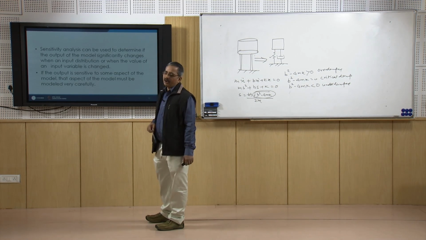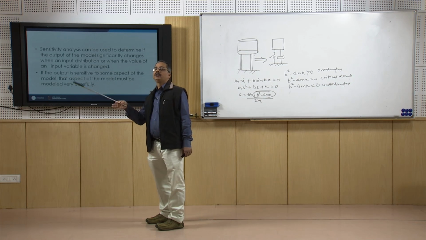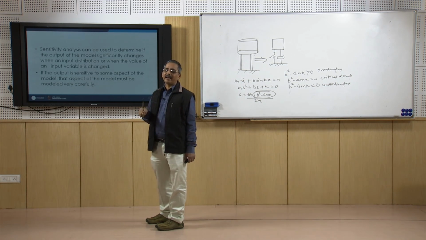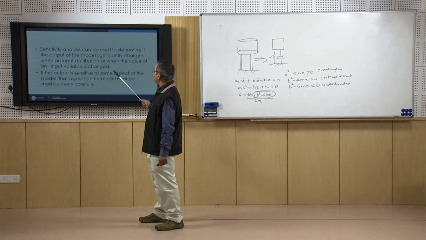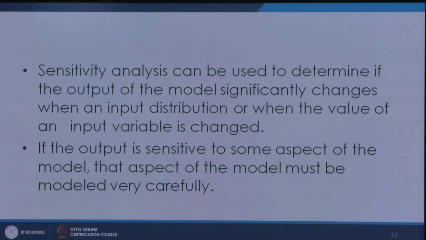Then we can carry out the sensitivity analysis to see which inputs are going to affect your output significantly, and then we should take care of those inputs. Sensitivity analysis can be used to determine if the output of the model significantly changes when an input distribution or the value of an input variable is changed. And if the output is sensitive to some aspect of the model, that aspect should be taken care of more carefully.